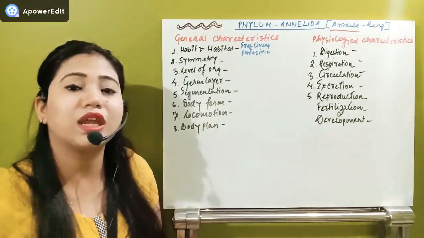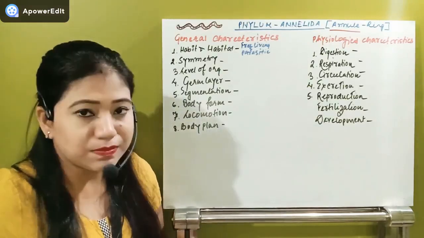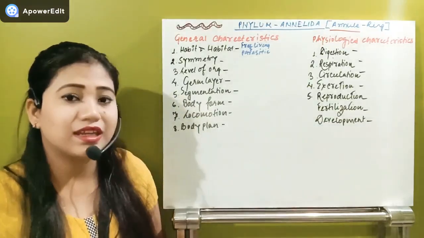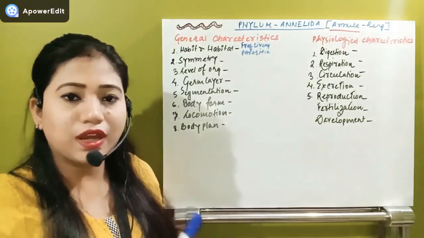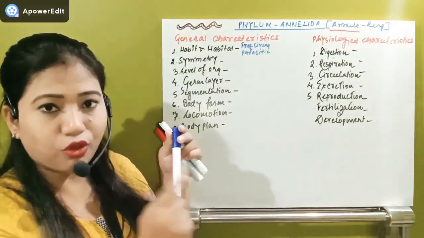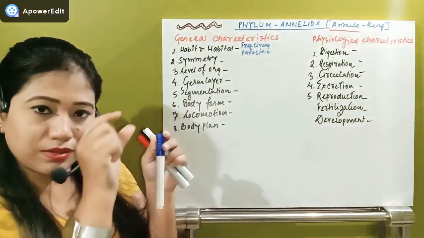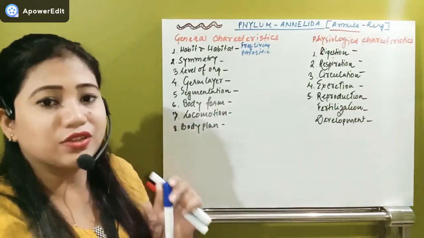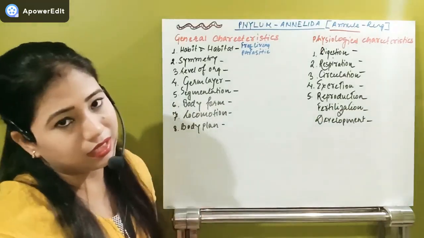That means they can live in moist soil. One species that lives in moist soil is the earthworm. All of us know about the earthworm. Whenever you see the earthworm, the body has segmentation, with parts or annules or rings. That's why the earthworm comes in the phylum Annelida.